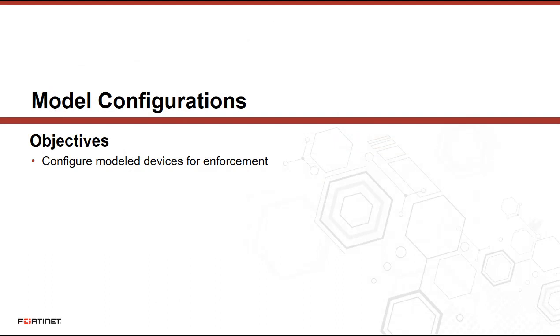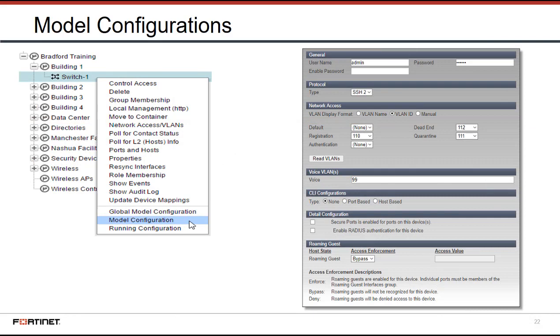In this next section, we'll take a look at the model configurations that need to be set in order to enforce access control. For each infrastructure device in the topology tree, like a switch or a wireless controller or access point, you're going to be able to select it, right-click, and down the bottom there'll be a model configuration option. There's also a global model configuration option there as well. So here we've selected the model configuration, and you'll see the resulting page is broken up into several sections.